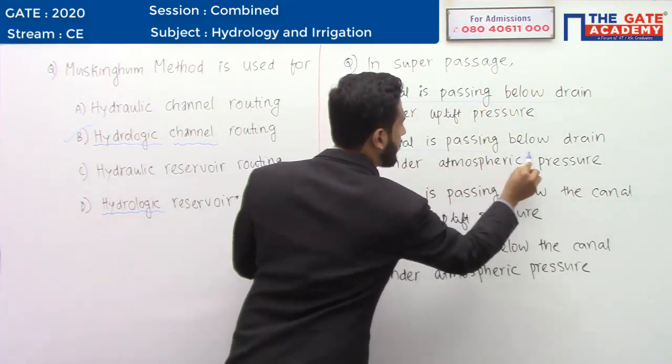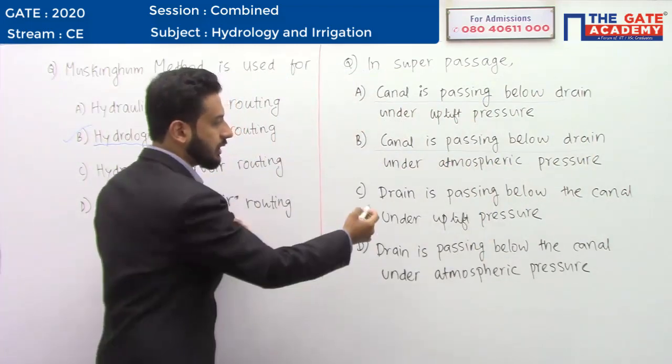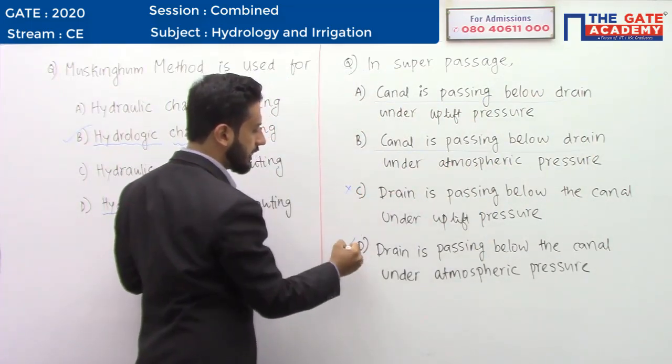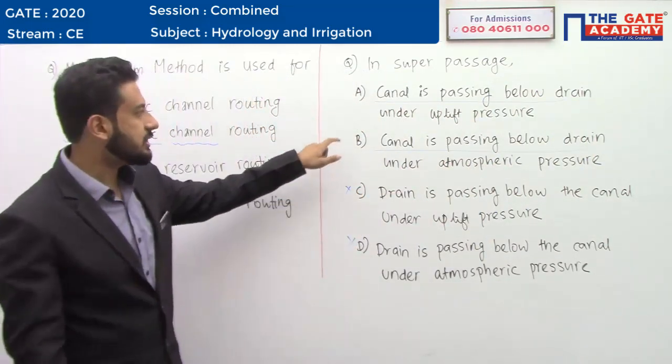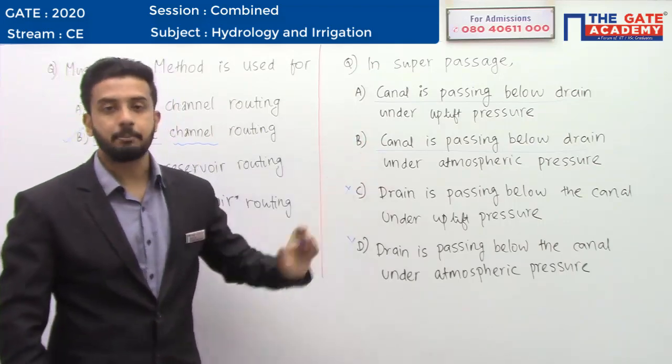This also has the same sentence, so the drain is passing. I can remove this option. I can remove this option. Only the challenge is to remember what is actually happening there.